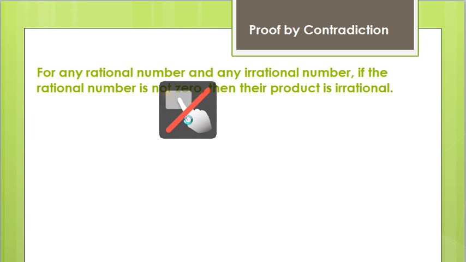Okay, so we're doing a proof by contradiction problem from the midterm. We're going to show that for any rational number and any irrational number, if the rational number is not 0, then the product is irrational.